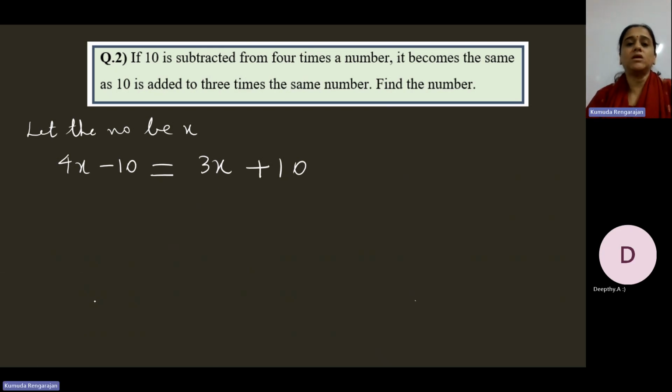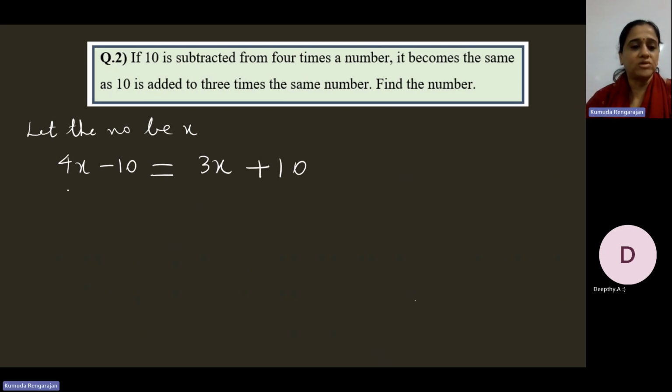So how many terms in all? How many terms do we have in all? 4 terms. In all, 4 terms: 2 x terms and 2 numbers, 2 constants. So we'll have to have the 2 x terms on the left hand side and the 2 constants on the right hand side.